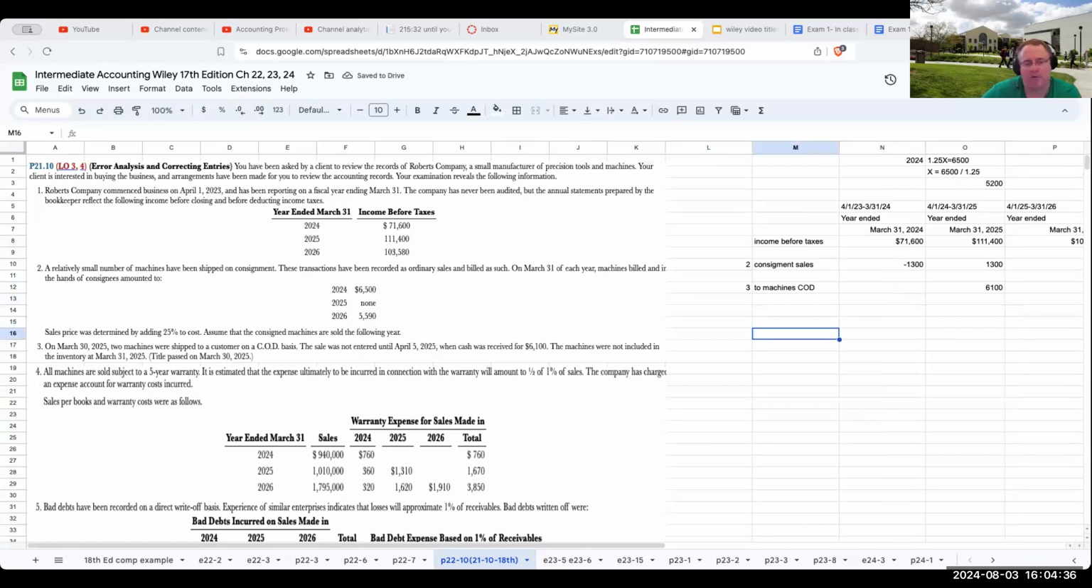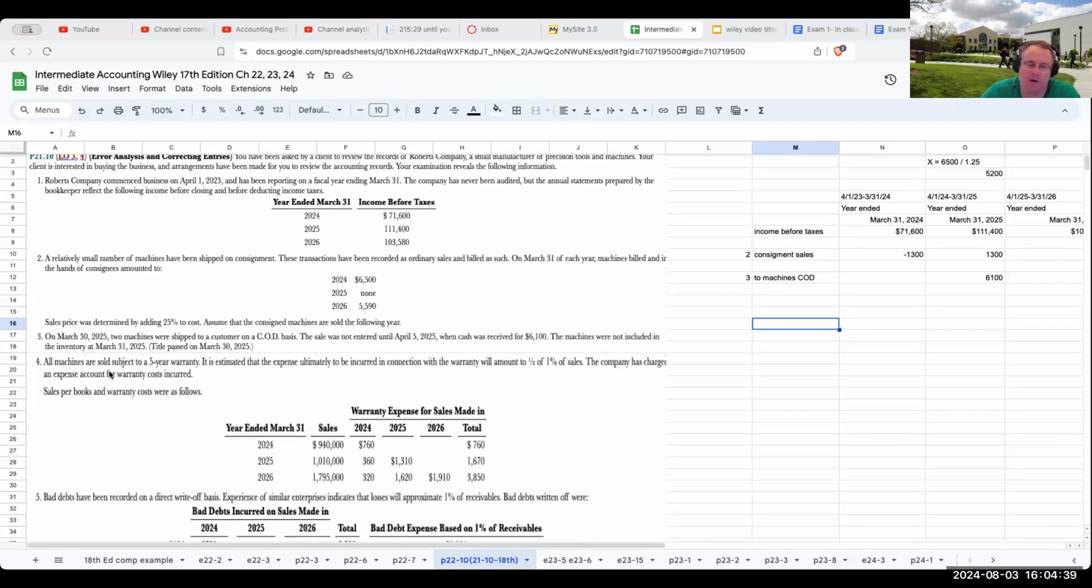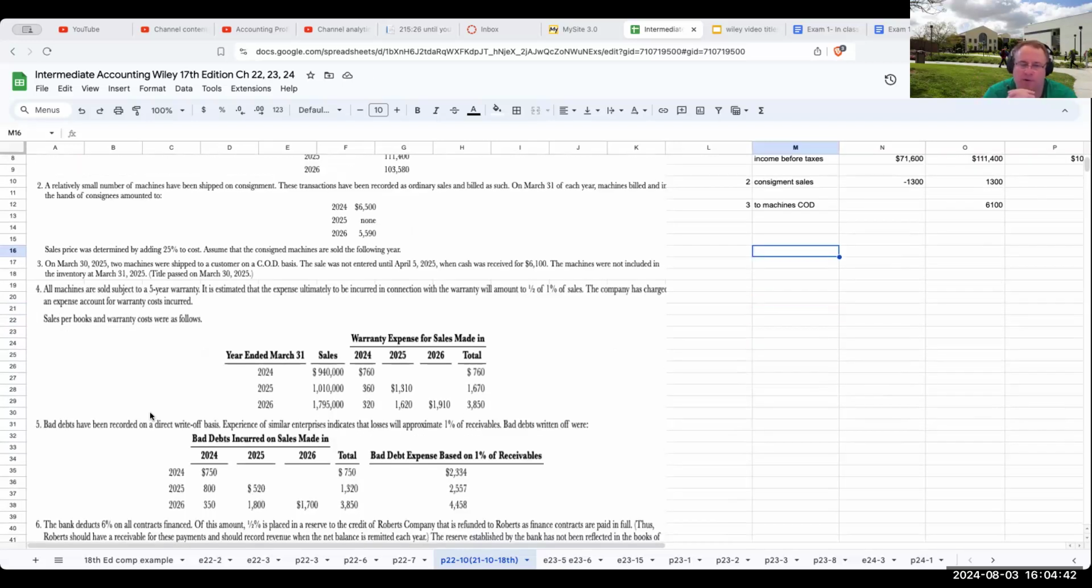Now for this next part, all machines are subject to a 5-year warranty. It is estimated that the expense ultimately to be incurred with the warranty will amount to 0.5% of 1% of sales. That language confused me when I first saw it. It basically means 0.005. The company has charged an expense account for the warranty costs incurred. That is absolutely incorrect.